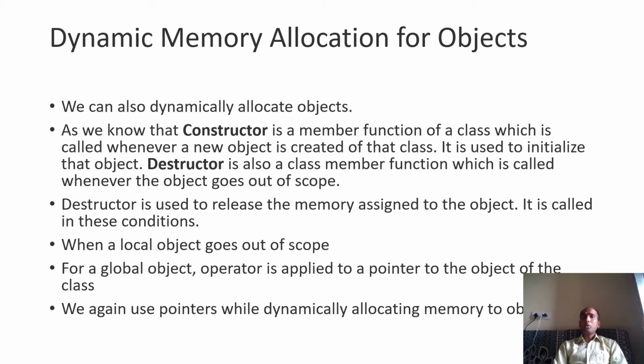Destructor is also used to release the memory assigned to the object. It is called in these conditions. When is the destructor called? When a local variable goes out of scope. For a global object, the operator is applied to the pointer to the object of that class. We use pointers while dynamically allocating memory for an object.